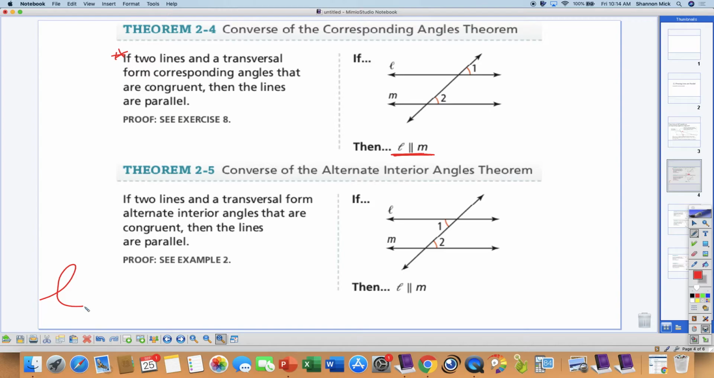So we're going to say the backwards of that. If two lines and a transversal form alternate interior angles that are congruent, then the lines are parallel. So this time we're using the angles to prove they're parallel, not the parallel lines to prove that the angles are congruent. And our symbol for that just says if L and M, these curves mean these two angles are congruent, for angles 1 and 2, so we just say that L is parallel to M.